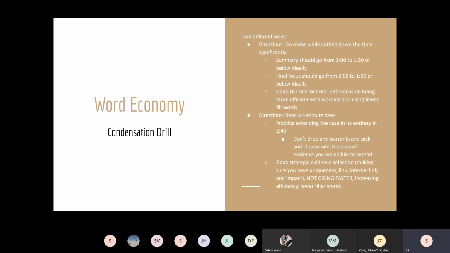The second way you can do a condensation drill is to read a 4-minute case. Practice extending the entire case in its entirety, meaning uniqueness, link, warranting, and impact, in 2 minutes 45 seconds. Don't drop any warrants, and pick and choose which pieces of evidence you'd like to extend. The important cards point we talked about earlier would be really important here. The goal is strategic evidence selection, making sure you have uniqueness, link, and internal link to impact, not going faster, and increasing efficiency with fewer filler words.